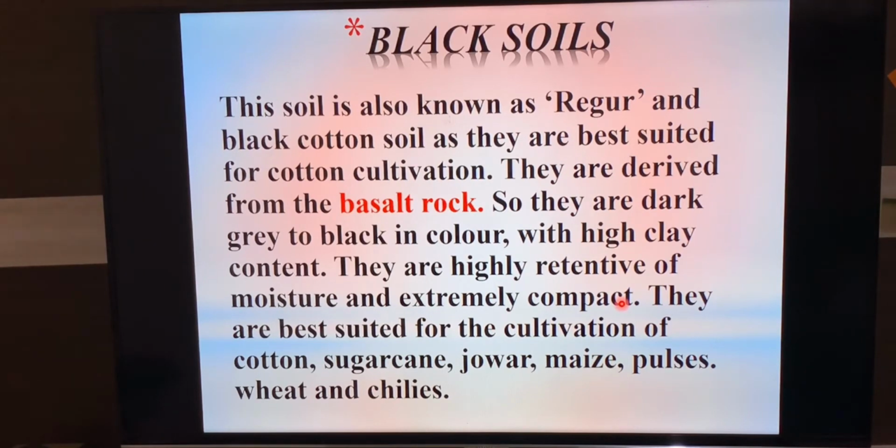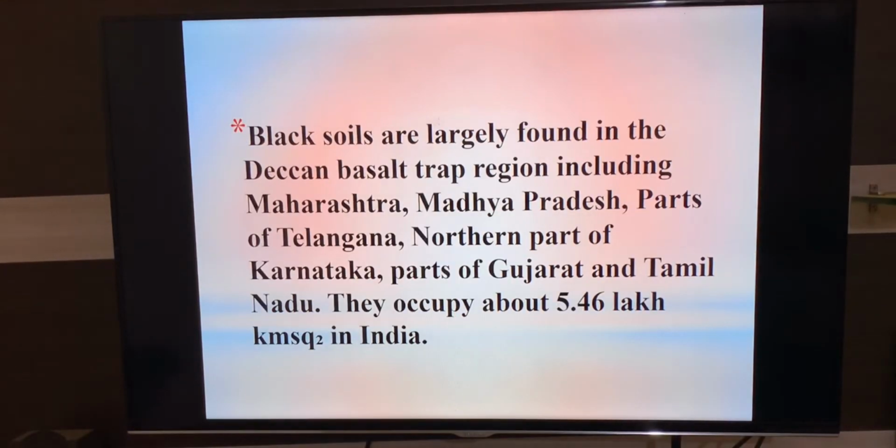And this soil is used for cultivation of cotton, sugarcane, jowar. Black soil is largely found in the Deccan basalt trap region, including Maharashtra, Madhya Pradesh, parts of Telangana, northern part of Karnataka, parts of Gujarat and Tamil Nadu.